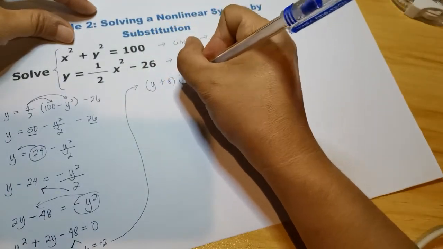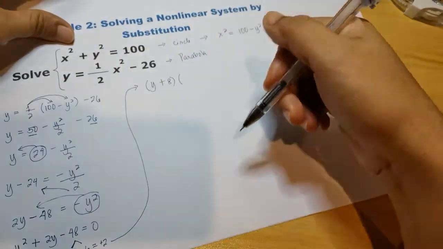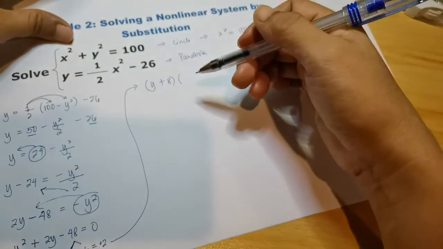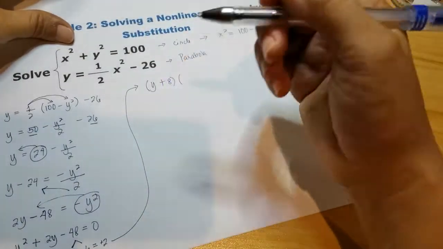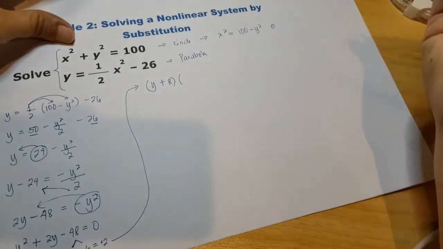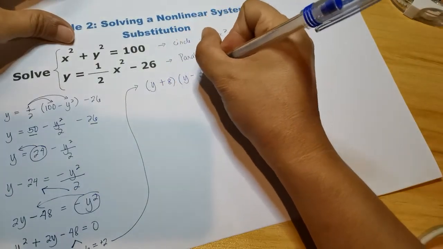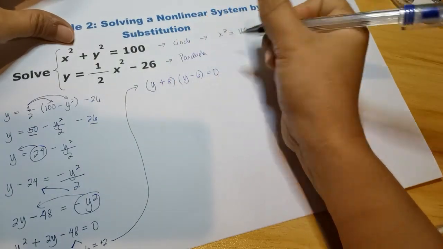Sana na-master nyo na ito. Pero kapag hindi nyo pa ito na-master, sige, gagawa ako ng video later on ng tungkol sa factoring at saka sa completing the square and sa quadratic formula. Okay, so y minus 6 equals 0.